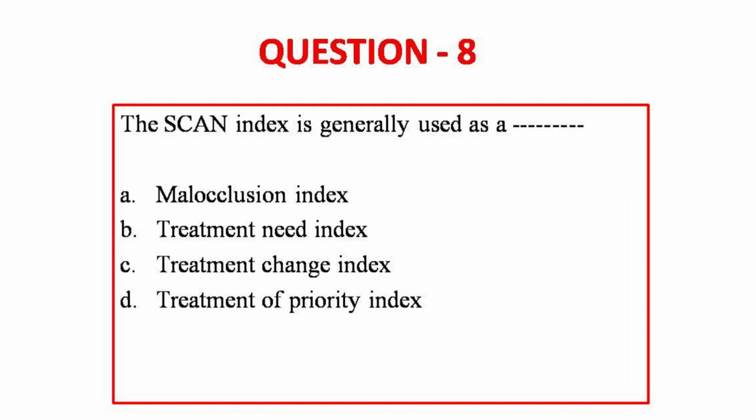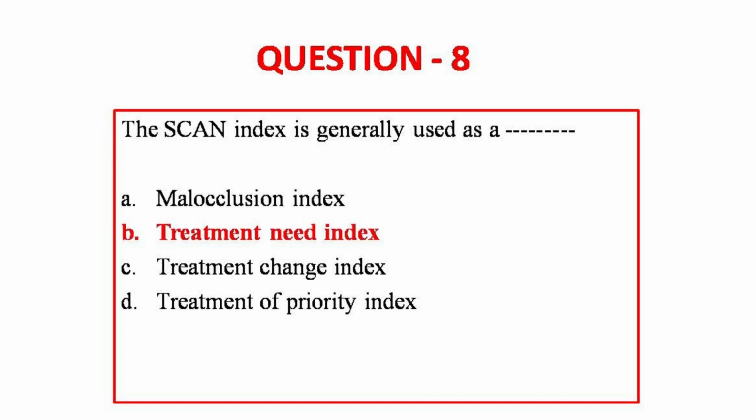The SCAN index is generally used as a, they've given 4 options: malocclusion index, treatment need index, treatment change index, and treatment priority index. The answer to this question is treatment need index. That is the option B.